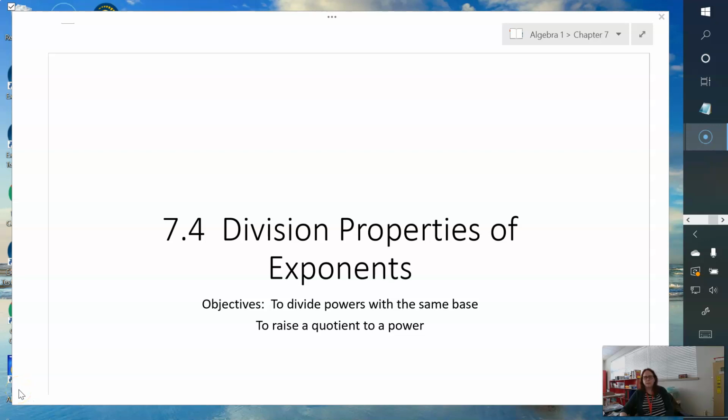Hello everybody, this is Mrs. Snook with section 7.4, division property of exponents. And we are going to do two things today. We're going to divide powers by the same base, and we're also going to raise a quotient to a power.